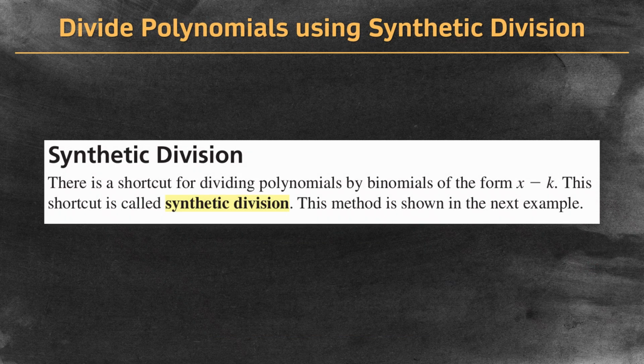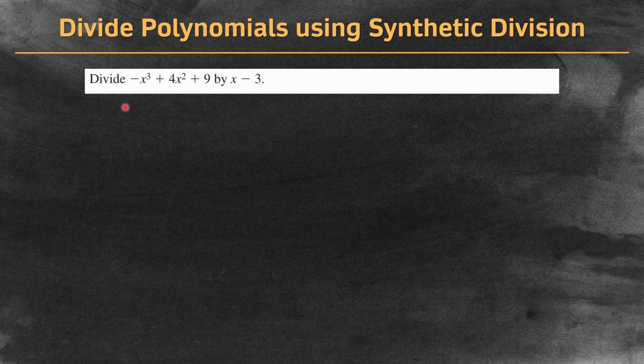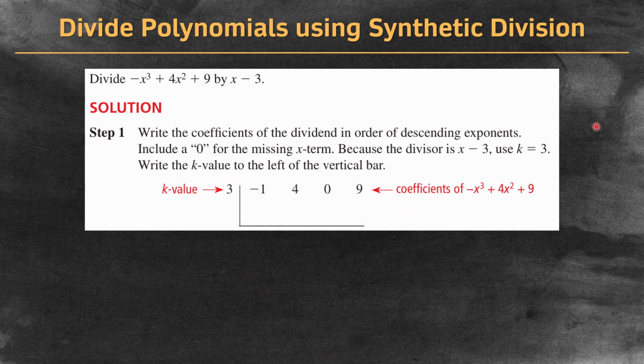Dividing polynomials by binomials of the form x minus k, there's a shortcut. It's called synthetic division. Now, this shortcut, synthetic division, let me show you in the example. So let's say we're dividing negative x cubed plus 4x squared plus 9 by x minus 3. Then using synthetic division, you're going to write the k value, 3. What is the k value? X minus k. So k is going to be 3 here.